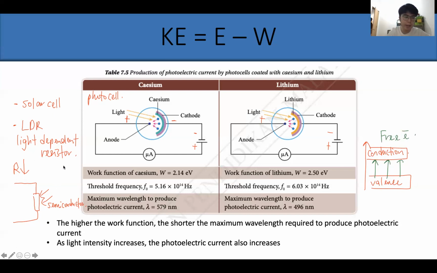So when the light shines on the LDR, more electrons gain energy. They jump to the conduction band, become free electrons, and then you get more free electrons. So less resistance. More free electrons and less resistance. So it becomes more and more conductive. That is why we say when the intensity is high, your resistance becomes low.